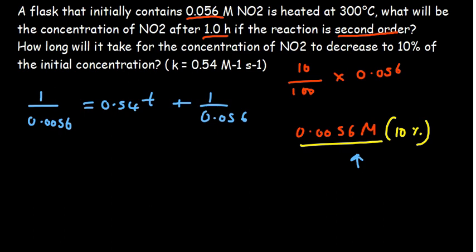1 divided by 0.0056, we'll have something like 178.571 on the other side. So I can just take this on the other side directly: 178.571 minus 1 over 0.056 equal to 0.54 t. So let's subtract that value, 1 over 0.056.